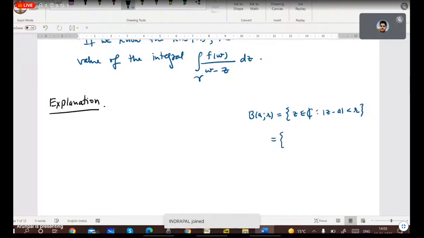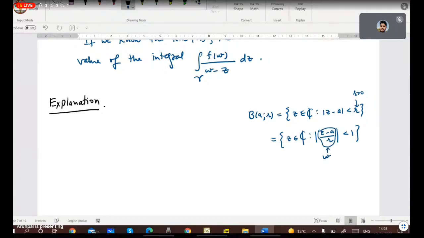This is equal to Z in this, such that, and class, all of you know that the radius is always positive. It's never zero. So you can write it like this. Is this okay, class? Now you call this as W. And if you call this as W, class, what will be Z? Z will be RW plus A. Is this okay, class? Yes, sir. RW plus A such that magnitude of W is less than 1.